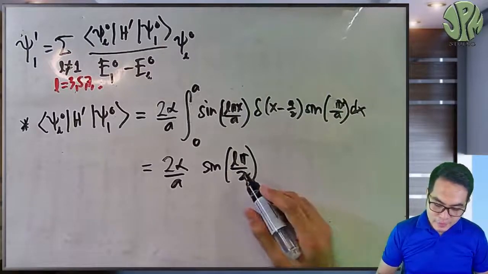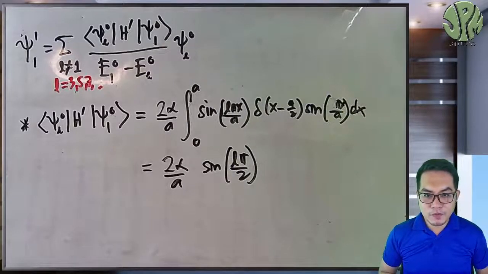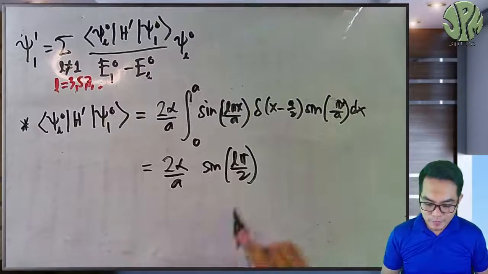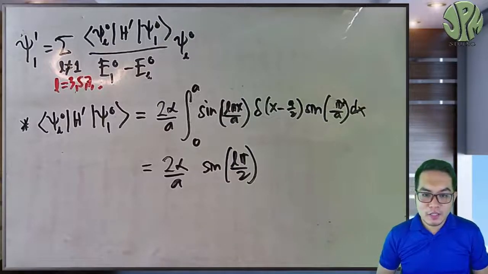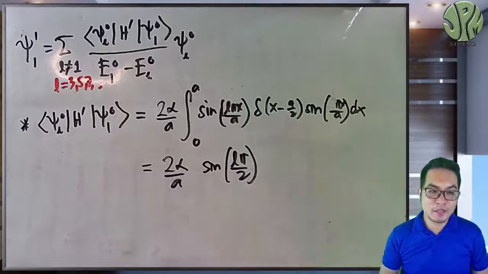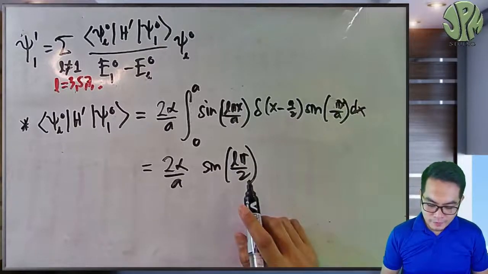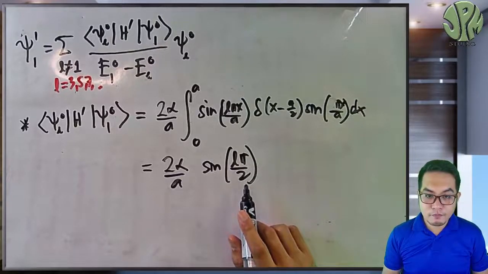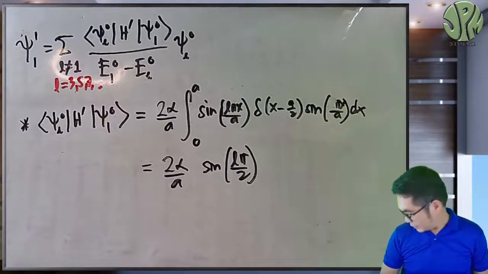Again, the value of sine L pi over 2 is either 1 or 0. If L is even, then this sine term is 0. And if L is odd, then the value of this is 1.